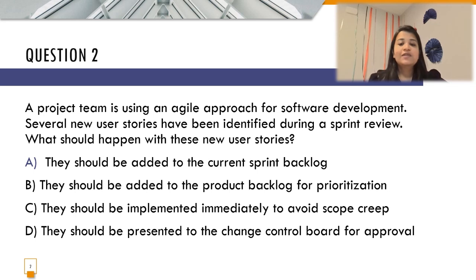If it is added to the current backlog, that particular sprint is always going to be expanded and expanded, so it's not the right option choice over here. Option B says they should be added to the product backlog for prioritization. That is the correct option choice for this question. Option C says they should be implemented immediately to avoid scope creep.